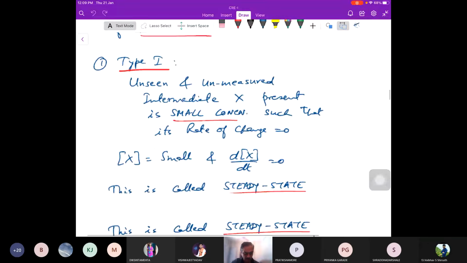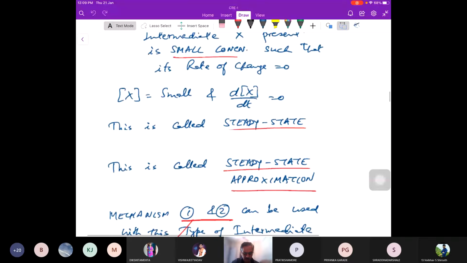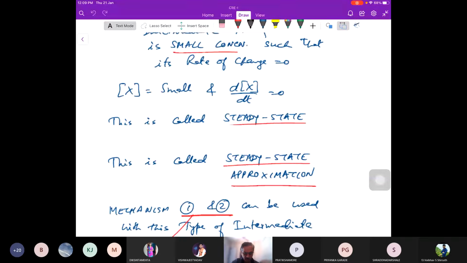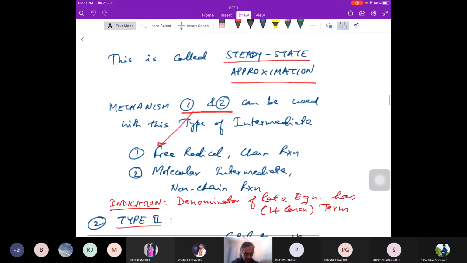Okay. And type 1 was, we assume steady state approximation. That means the concentration is very small and the rate of change of intermediate with time is 0. That is steady state approximation, right?